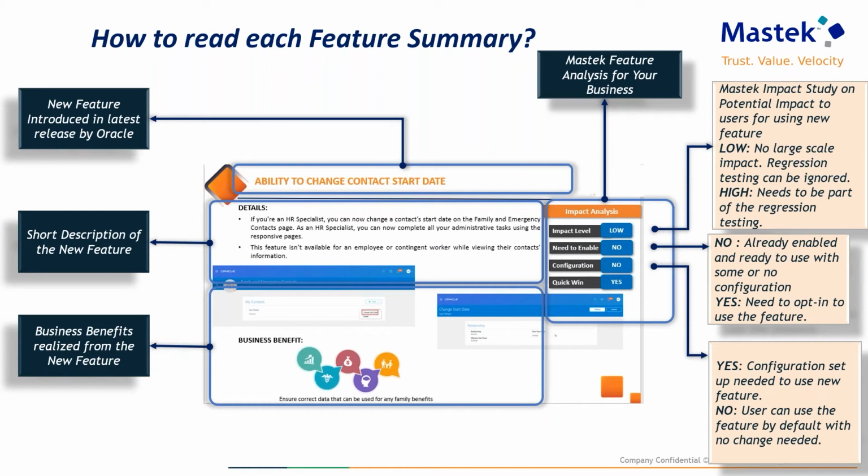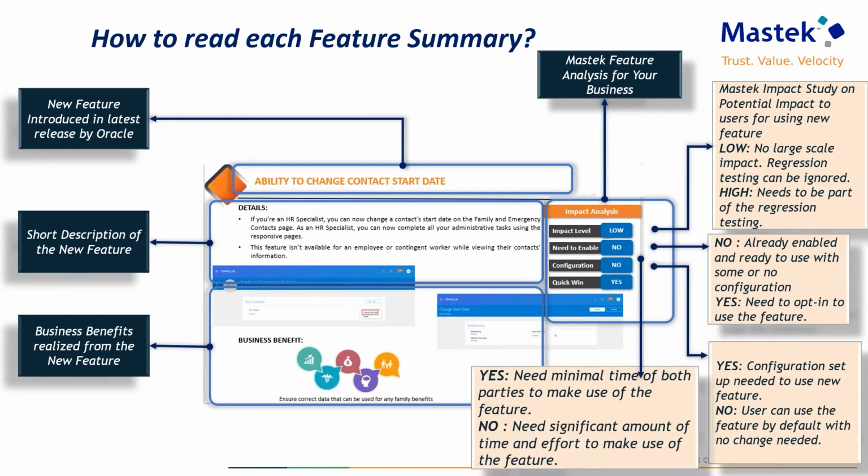Third one highlights the nature of the feature. There would be certain configurations which may be required, or some can be used without any changes. Last one is quick win. This term we use to simply convey what is ready to use by investing a minimum amount of time, and what requires a significant amount of time and effort to make use of the feature.